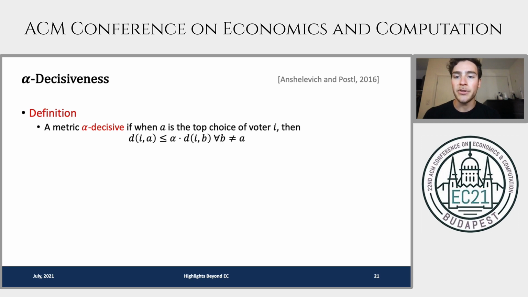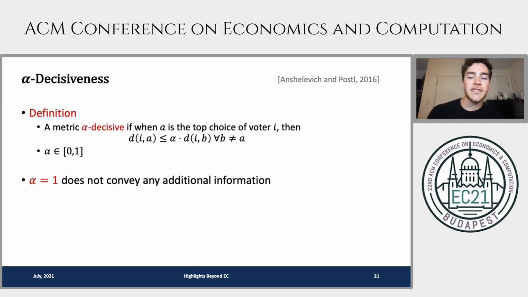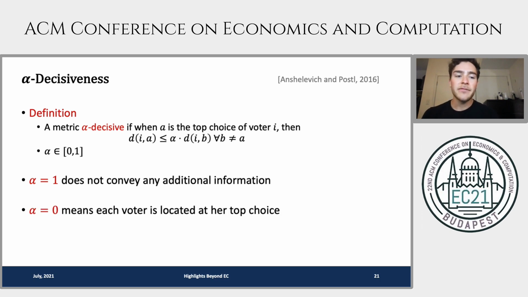Voters are a little more polarized. So alpha is just some parameter in [0, 1]. For example, if you choose alpha equals 1, this doesn't convey any additional information. We always knew that voters were closer to their top choice than to any other candidate. But if you choose alpha equals 0, this means that each voter is exactly located at their top choice, right? They really strongly prefer their top choice to any other candidate.